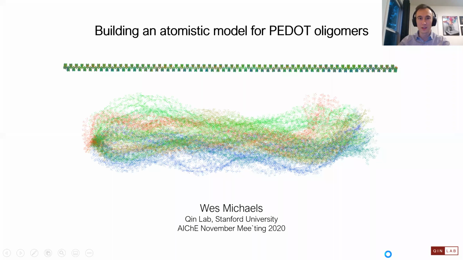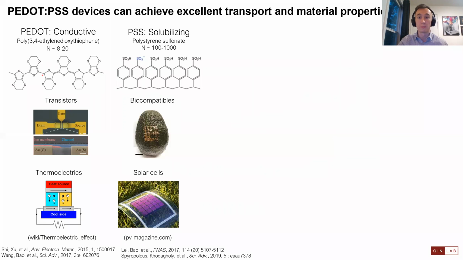So, again, this is going to be the focus of my talk today. As a very brief introduction to PEDOT:PSS, I see that the title's a bit cut off here. PEDOT:PSS devices can achieve excellent transport and material properties.